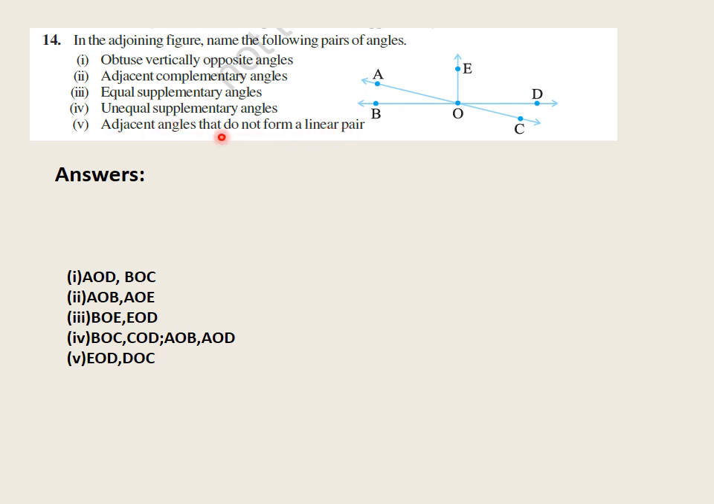Now fifth one, adjacent angles that do not form a linear pair. It's very easy. EOD and DOC. They don't form a linear pair. EOD plus DOC. They don't form the linear pair.